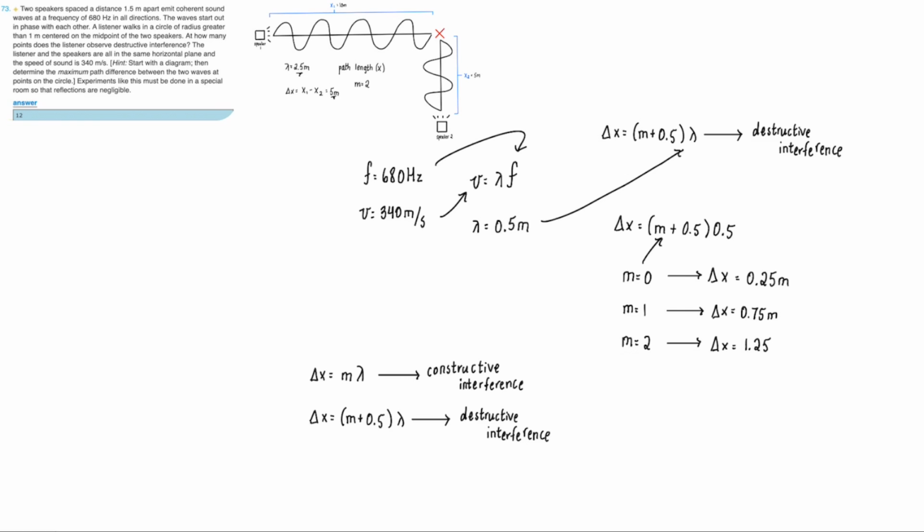And recall that m has to be an integer value. And so we can continue doing this with m equal to 3, m equal to 4, m equal to 5, all the way to infinity, but we're going to stop here. So these are the path length difference values for which we will get destructive interference in this problem.